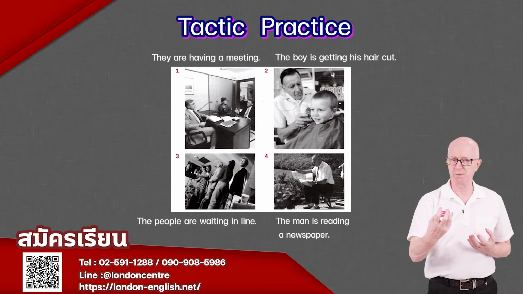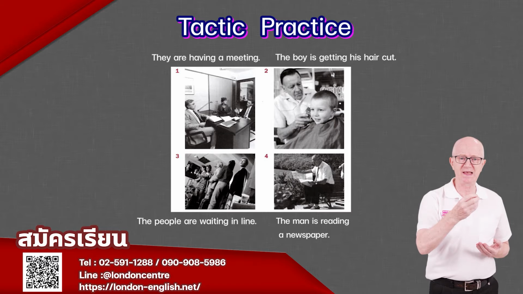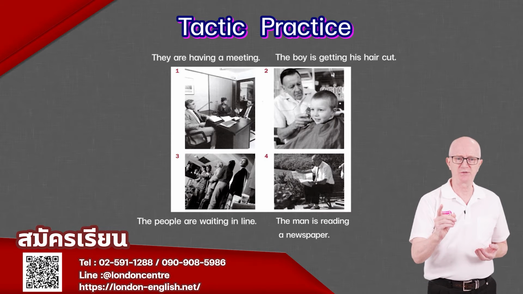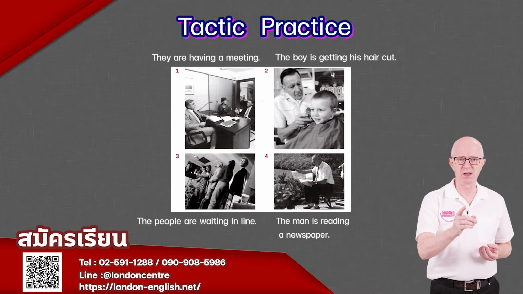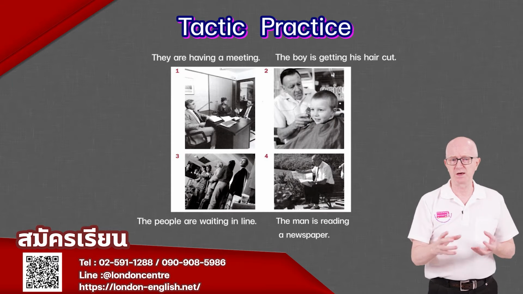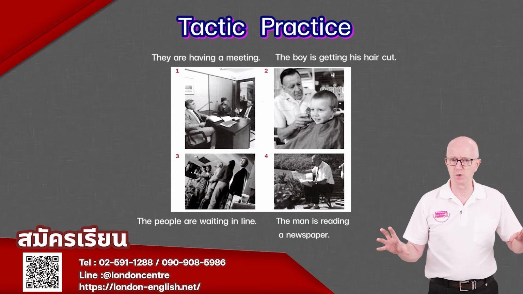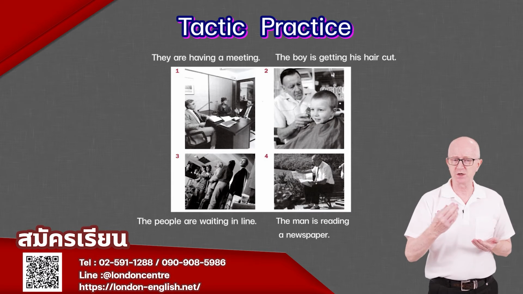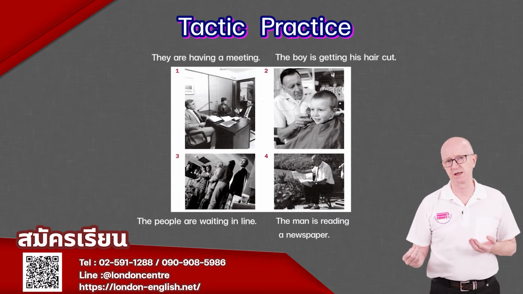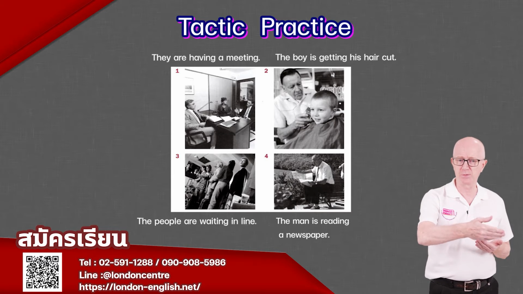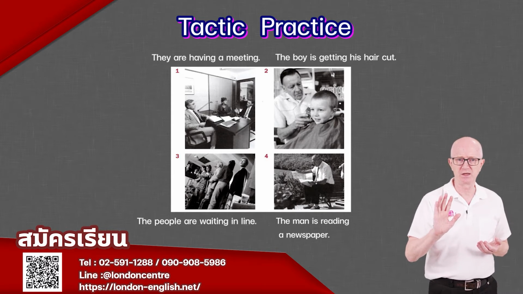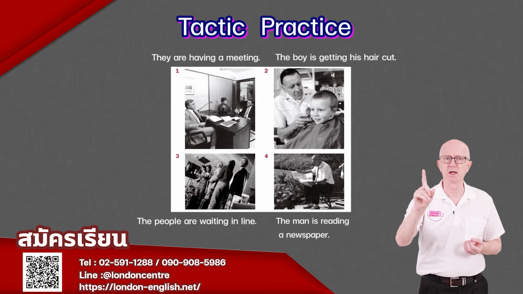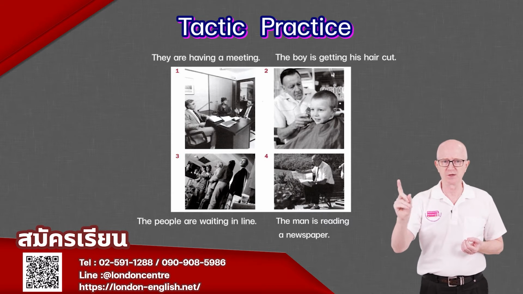Okay, what's happening in the picture? The boy is getting his haircut. It's a true statement. Number 3, the people are waiting in line. There are several people, there's more than one, they're in a line. It's a true statement. We could say they are waiting in line, or we could say the people are waiting in line. And picture number 4, okay, there's one person, it's a man. What is he doing? Reading a newspaper.